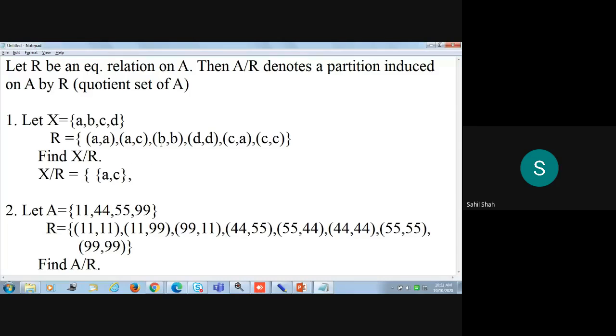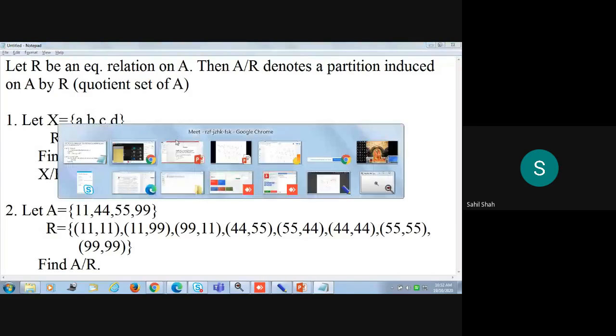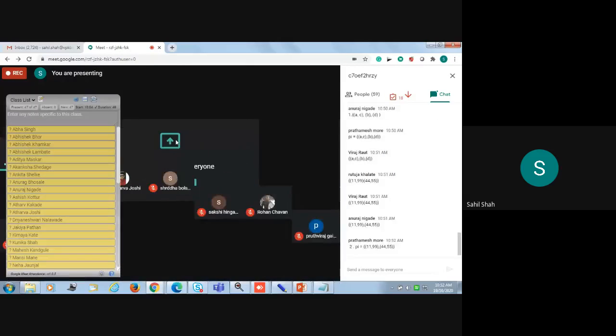What next? B is related with only B, so we are going to have another block of B. In the similar manner, D is related with only D, so we have another block. So we are going to have 3 blocks. Whether this is a valid partition, let us check. They are not sharing anything. Further, if I take the union of this, I will get the original set X, {A, B, C, D}. So this is a valid partition induced on X by R. Am I clear?